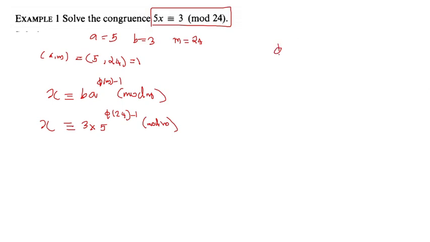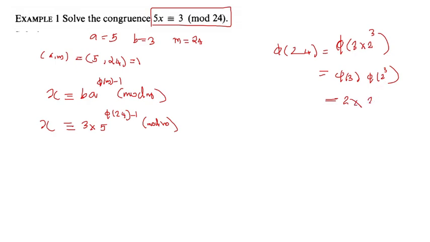Now phi of 24 is phi of 3 into 2 cube, that is phi of 3 into phi of 2 cube. Phi of 3 is 2, phi of 2 cube is 2 square into 2 minus 1, that is equal to 4. So phi of 24 is 2 into 4, which is 8. So we get x congruent to 3 into 5 raised to 8 minus 1, that is 7, modulo 24.